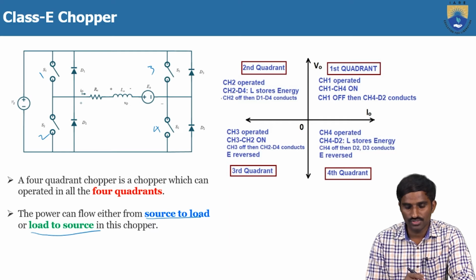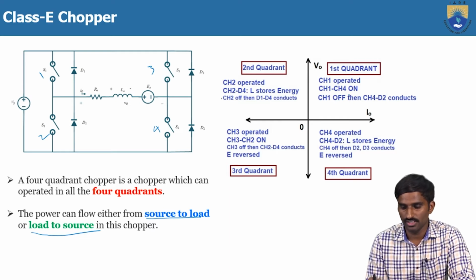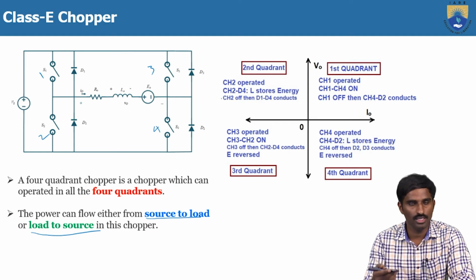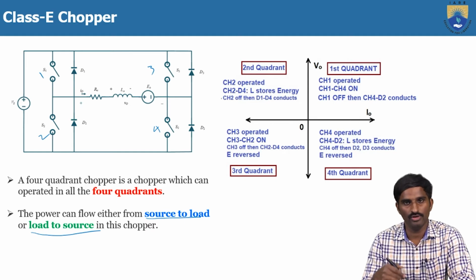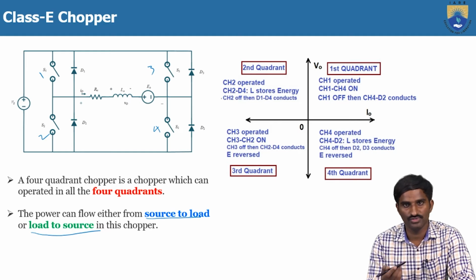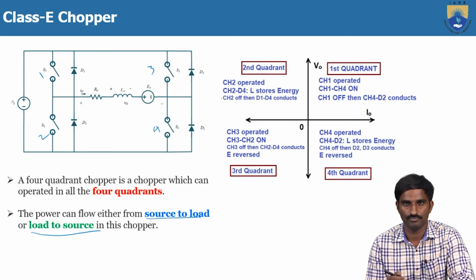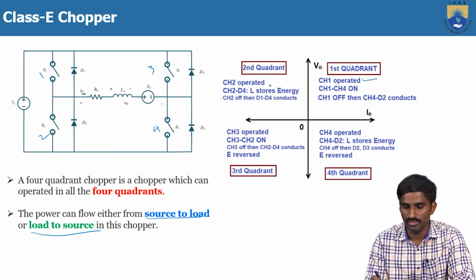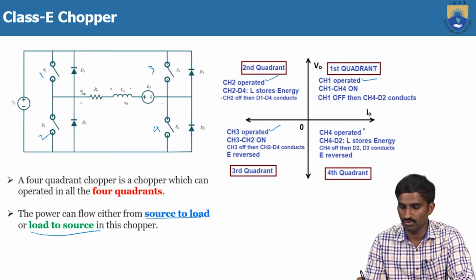So here, if you want to operate in the first quadrant, then you need to operate switch 1. The operation means turn on and turn off. We have to do both the functions. And similarly, if you want to operate in the second quadrant, then you have to operate switch 2, on and off. And for the third quadrant, switch 3, on and off. You can see here, CH1 is operated in the first quadrant, CH2 is operated for the second quadrant, CH3 is operated for the third quadrant, and CH4 is operated for the fourth quadrant.